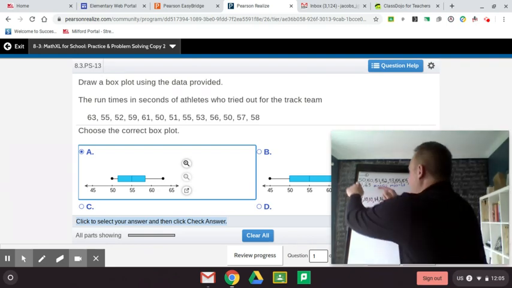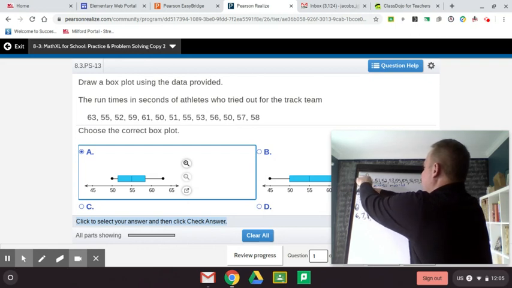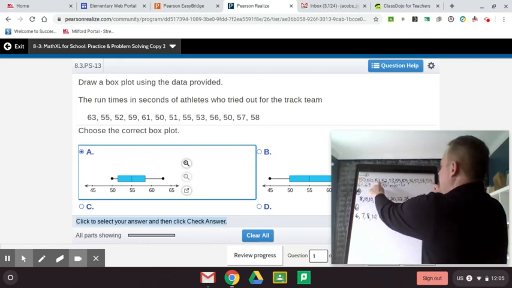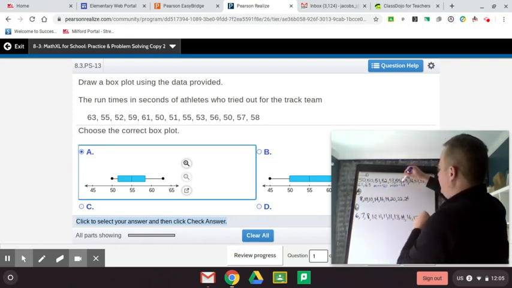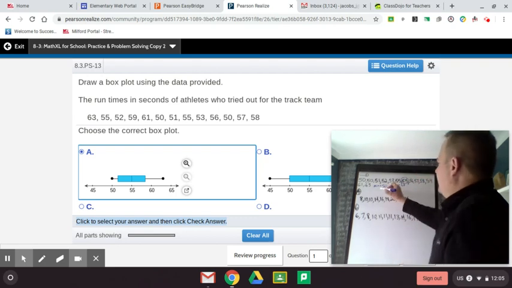Now I'm going to find the middle. So you go this. I wish I got this all in one row. Okay, I got 55 for the middle. So the median is 55.